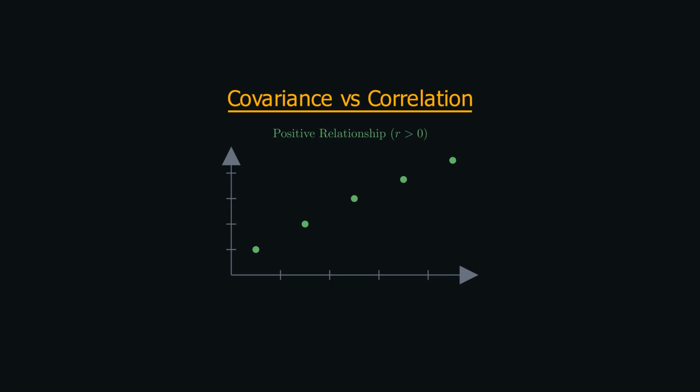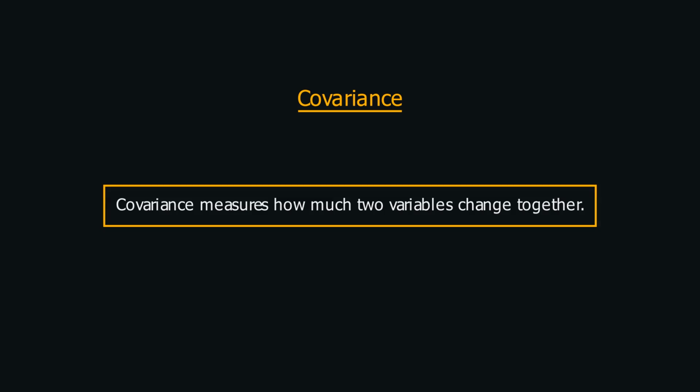Imagine you record two things about 10 students: how many hours each one studied, and their exam score. When a student studies more, their score tends to go up. That pattern, one variable rising as another rises, is what we want to measure. But we also want to detect the opposite. When one rises, the other falls, and sometimes there is no pattern at all. To measure that joint movement, we use covariance.